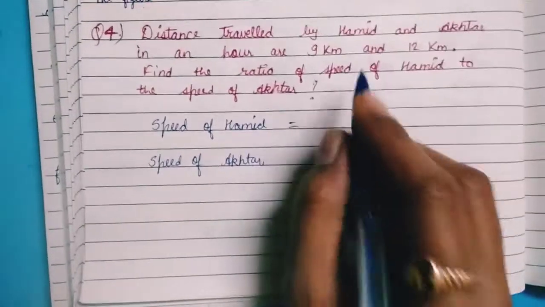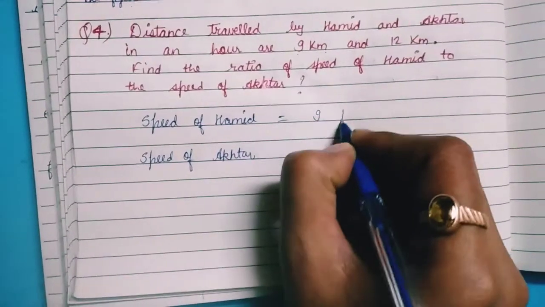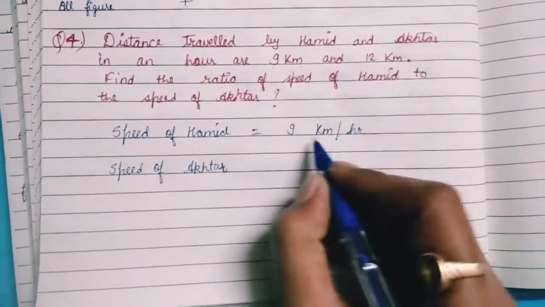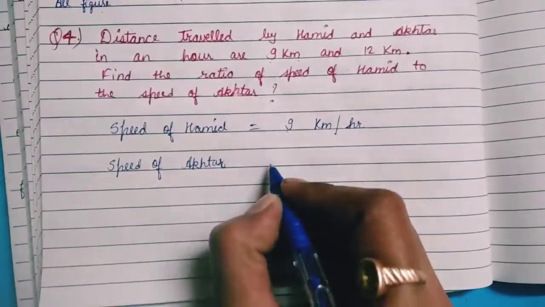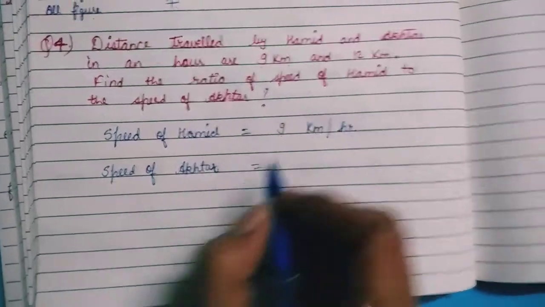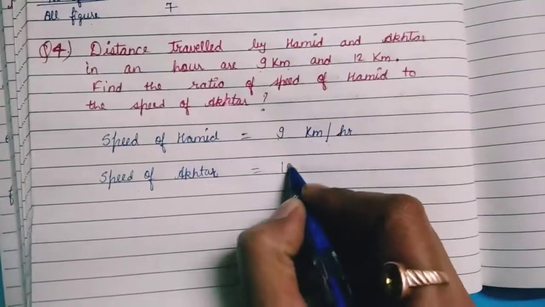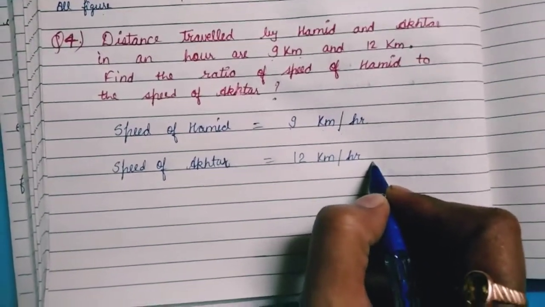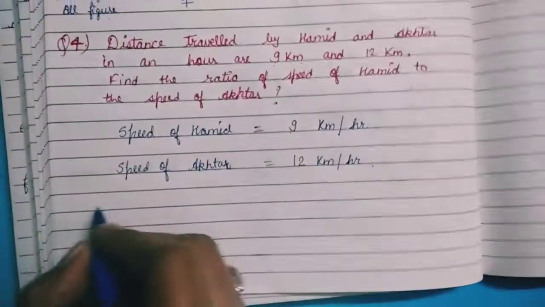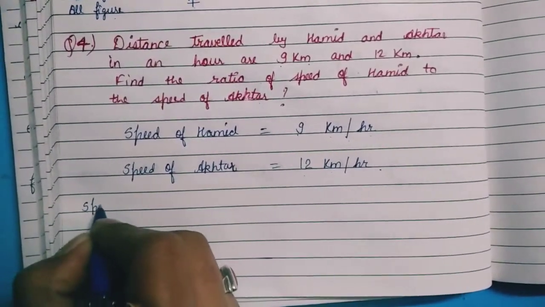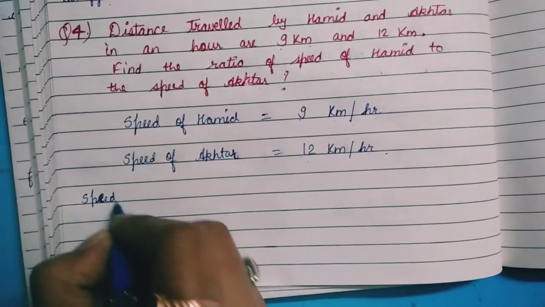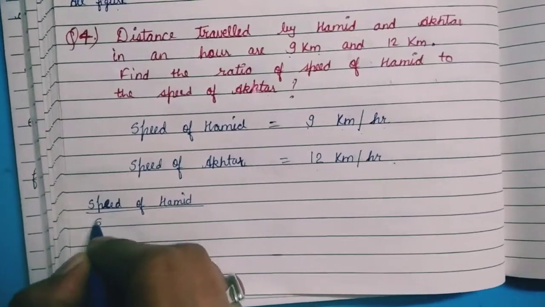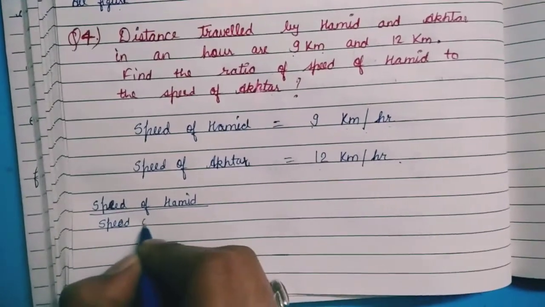Okay, Hamid can travel 9 km in 1 hour. So 9 km per hour. Same as for the speed of Akhtar. Akhtar can travel 12 km in 1 hour. So 12 km per hour. We need to find the ratio of the speed of Hamid to speed of Akhtar.